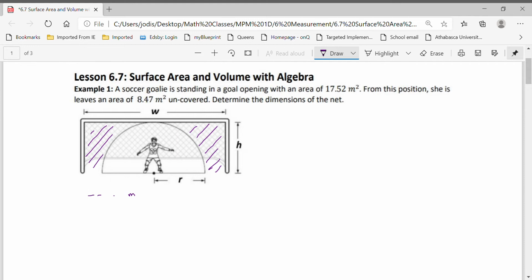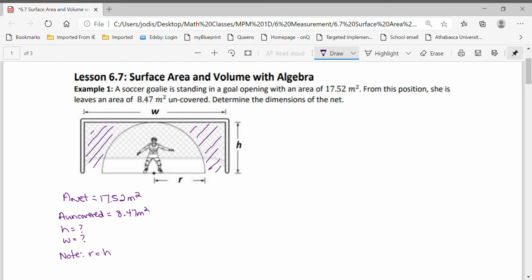Well, let's write a little bit more down here. I'm just going to fix this part. So we know that the area of the net is 17.52 meters squared. We know the area of the uncovered is 8.47 meters squared. So the height, the width, we don't know, but we do know that the radius equals the height. Okay.